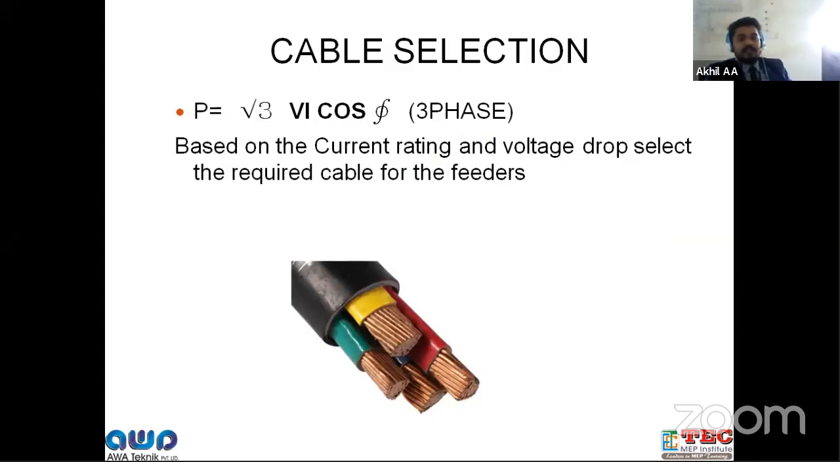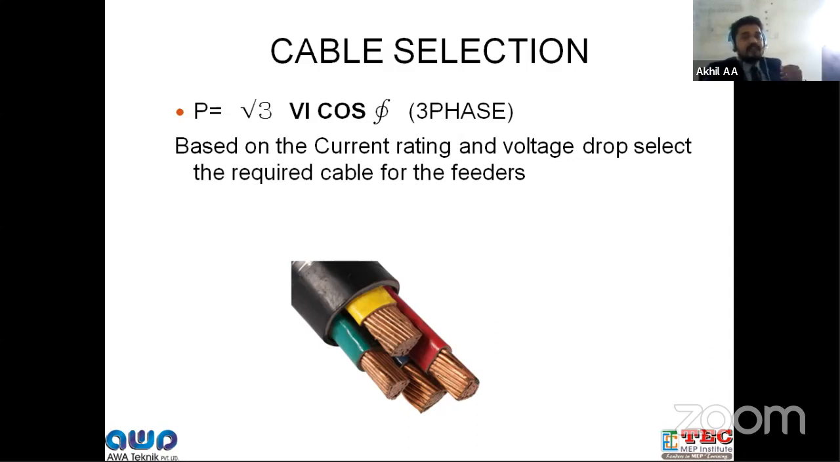So from this equation, if you know the connected load, you can calculate the current rating. After getting the current rating, you will be adding the safety factors like 20% or 25%. And for the selection of cable, you have to understand the method of cable installation. If it is underground, or installed in air, or in duct, you have to consider the derating factors also. Then only you can select the proper cable size.